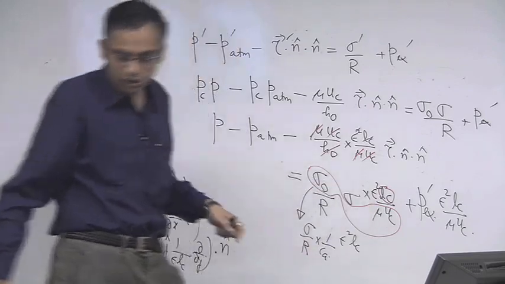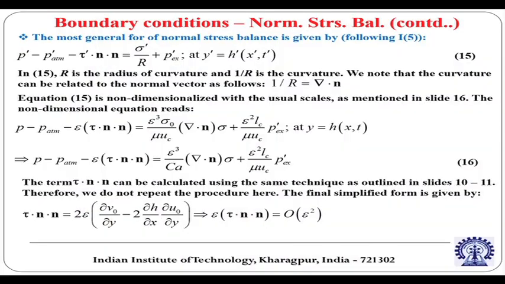Okay. So, if you come to the slide, you can see that P minus P atmosphere minus epsilon tau dot n is equal to epsilon cube by capillary number into del dot n. These are all dimensionless. This is dimensionless sigma.